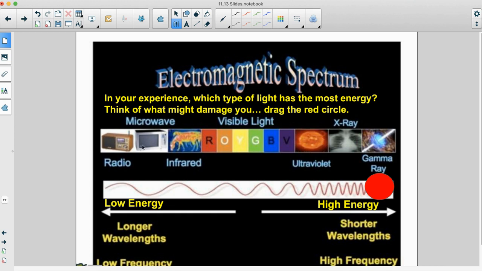So we're more familiar with these things being pretty harmless, right? Microwaves and infrared is related to heat waves, and radio waves go through us all the time. Visible light we're very familiar with. That doesn't damage us. Our eyes can sense it. So as we go down here, we're getting to longer wavelengths, low frequency, lower energy light waves.